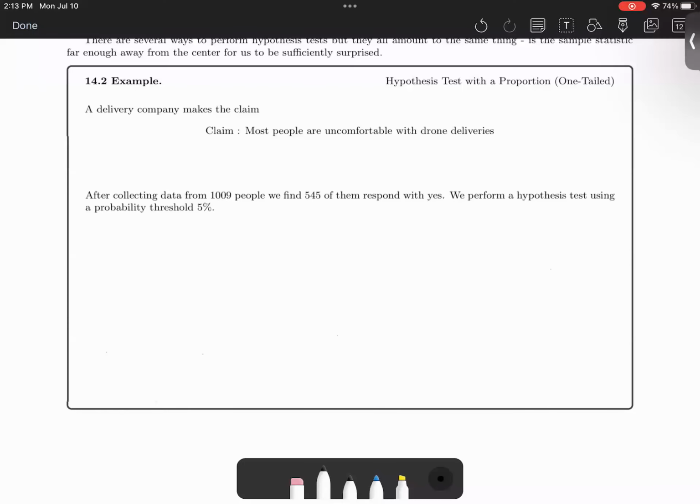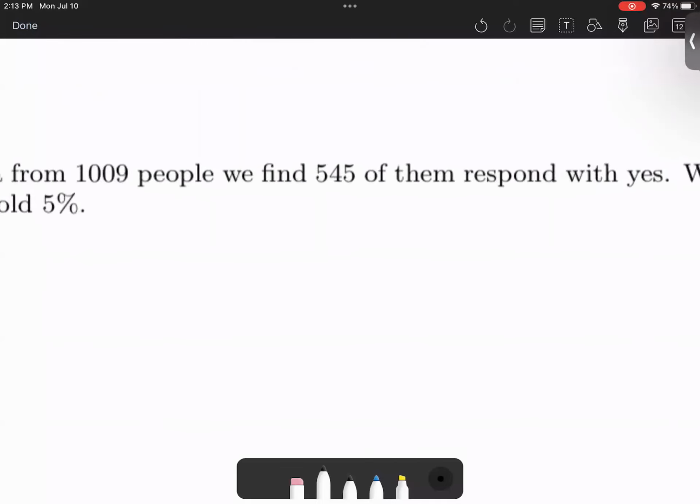Let's perform a hypothesis test on a claim concerning a proportion. A delivery company makes the claim that most people are uncomfortable with drone deliveries. So before we even talk about what we learned from our study, let's just break that claim down into a null hypothesis and an alternative hypothesis.